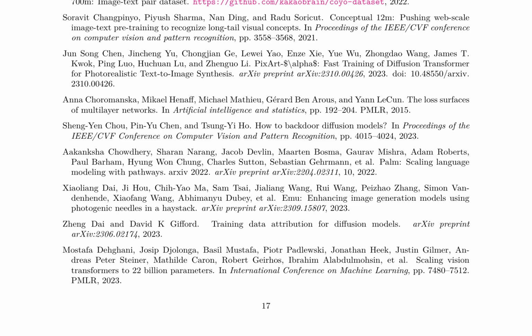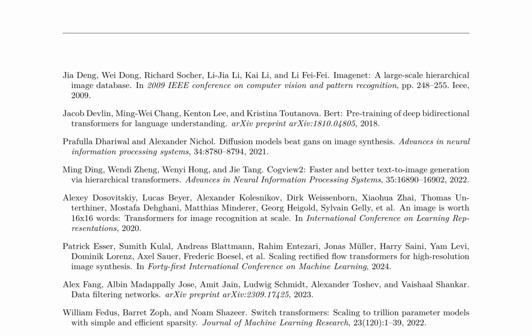Furthermore, they discuss the importance of improving image generation with better captions, highlighting the role of language models as few-shot learners. The paper references various datasets, including Conceptual 12M, which pushes web-scale image-text pre-training to recognize long-tail visual concepts, and COYO-700M, a large-scale image-text pair dataset. It also mentions the loss surfaces of multi-layer networks and scaling vision transformers to 22 billion parameters. Additionally, the authors discuss the potential of diffusion models to beat GANs on image synthesis tasks and the development of hierarchical transformers for faster and better text-to-image generation.